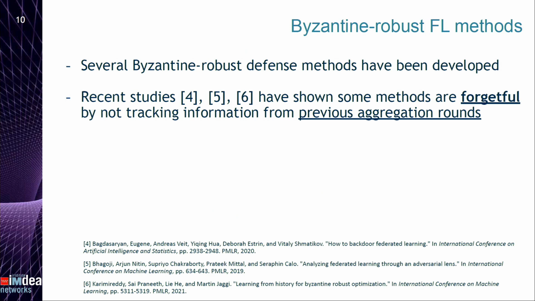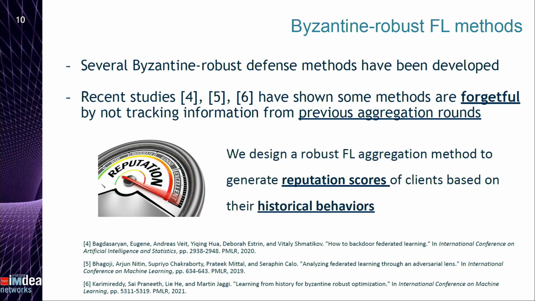We know that several Byzantine-robust defense methods have been developed, but recent studies have shown that several methods are still vulnerable to poisoning attacks because they are forgetful, not tracking information from previous aggregation rounds. This demonstrates the importance of incorporating the client's previous long-term performance when we want to evaluate their trustworthiness. Therefore, we designed a robust federated learning aggregation method that generates reputation scores of clients based on their historical behaviors.